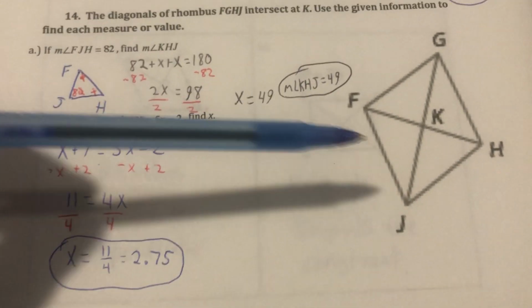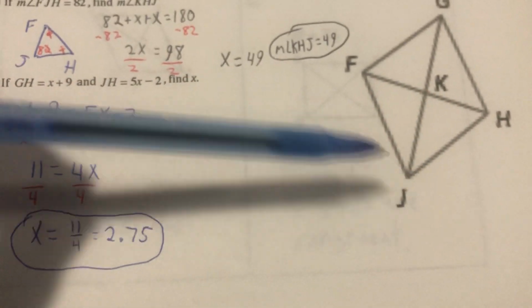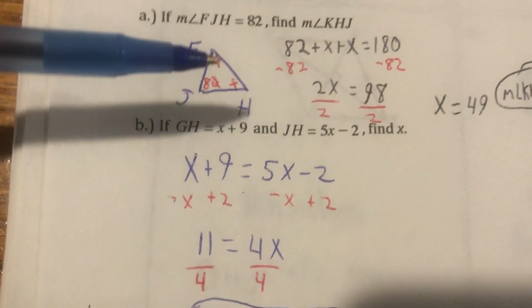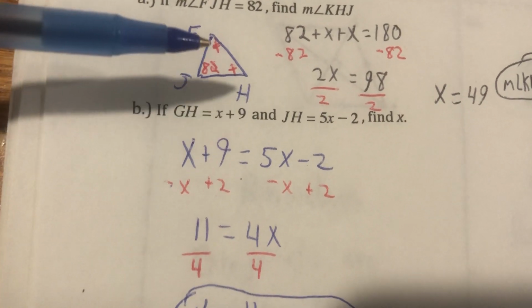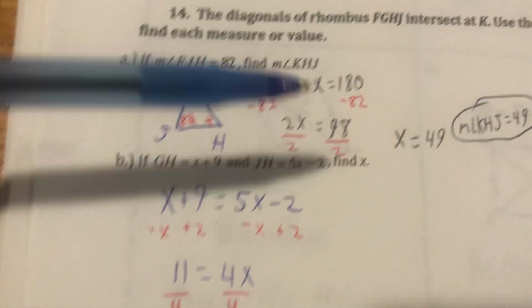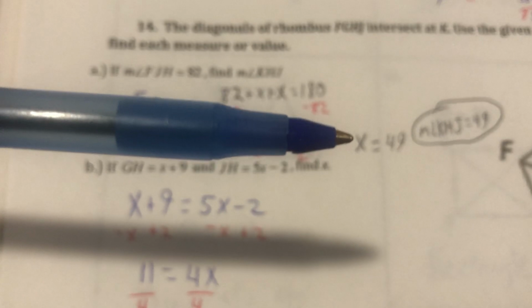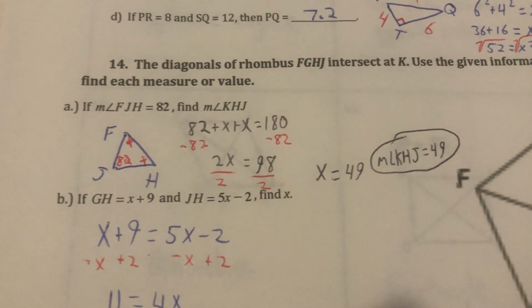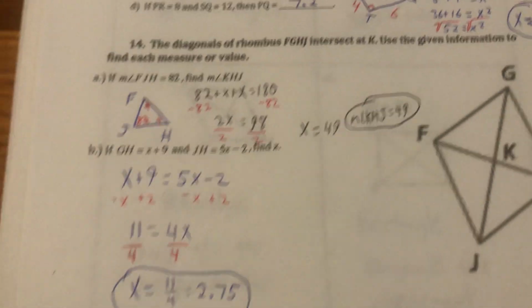So I'm thinking we take out triangle FHJ and we look at that. So we know that FJH is 82. I'm calling both of these angles x because they're worth the same and we don't know them yet. So 82 plus x equals 180. Solve that out. You're going to get 49 for x. So the measure of angle KHJ is going to be 49.